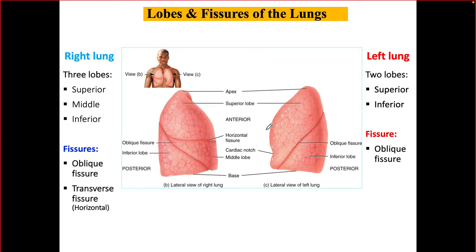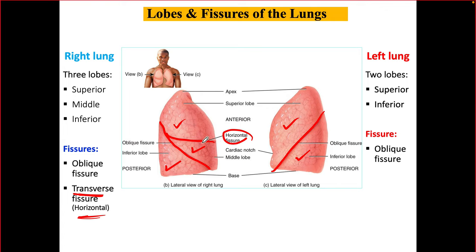So the silly information about the lung that we mentioned: this is the right lung that has three lobes, superior, middle, and inferior. But the left lung has just superior and inferior. It has just two lobes. Look, three lobes because you have two fissures on the right. You have an oblique fissure, and also you have an oblique fissure on the left. But on the right, you have a horizontal fissure, or you sometimes call it the transverse fissure. So the right has two fissures.